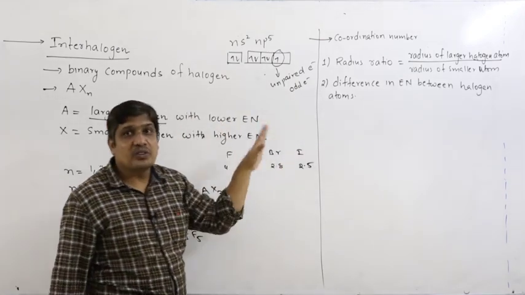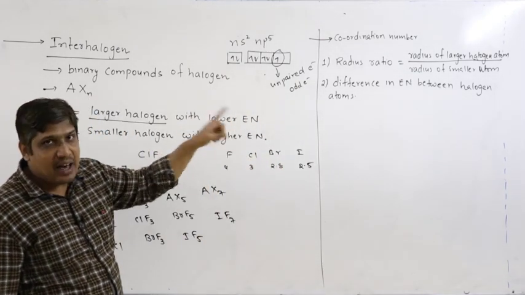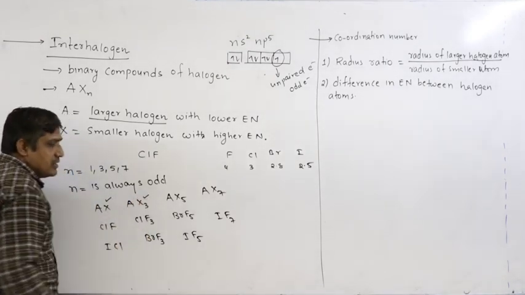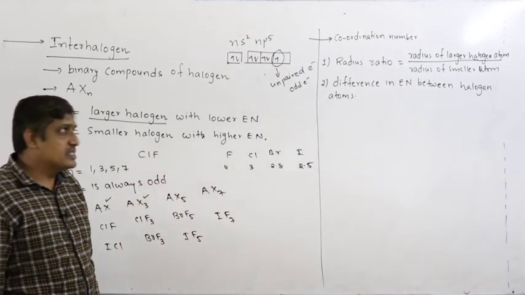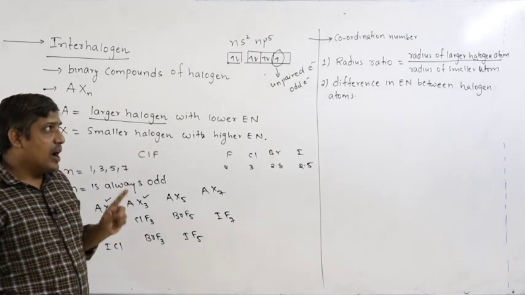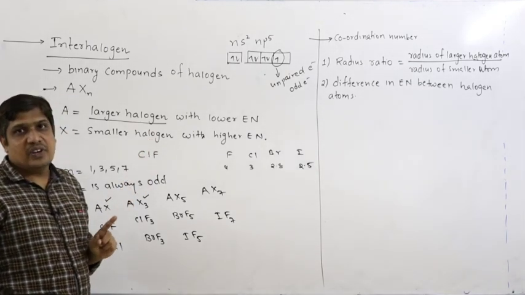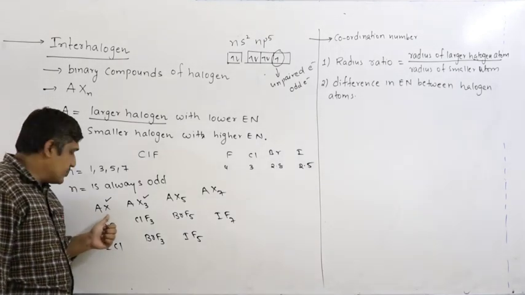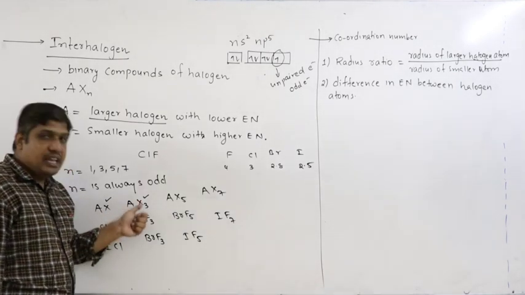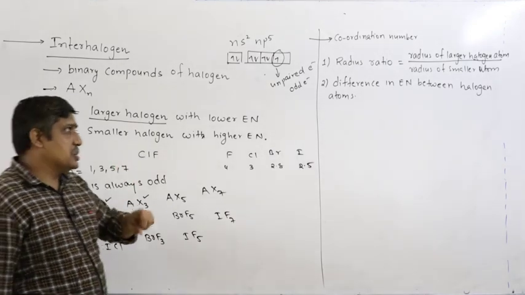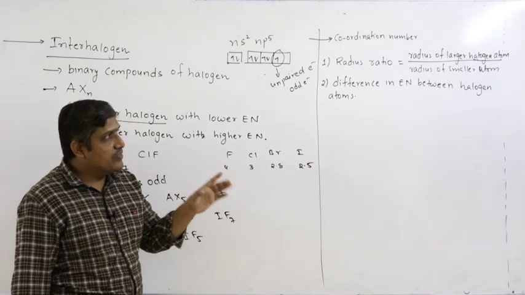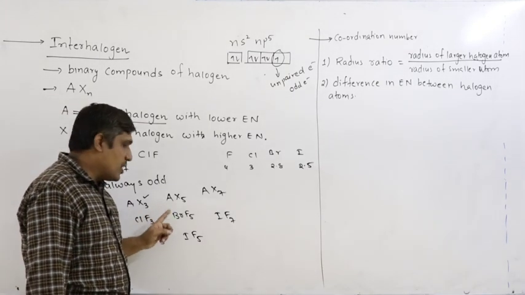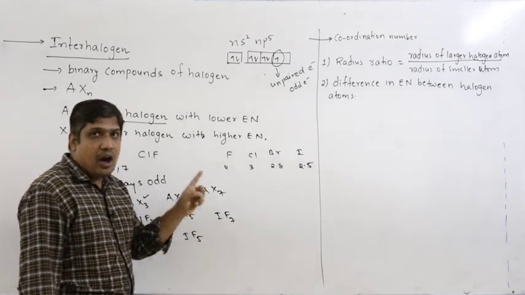What happens if both of them are low? If both of them are less, then interhalogens of type AX, AX3 are formed. So once again, if the radius ratio and difference in electronegativity between halogen atoms are less, then interhalogens of type AX, AX3 are formed. If the radius ratio and difference in electronegativity between halogen atoms are high, then interhalogens of type AX5, AX7 are formed.